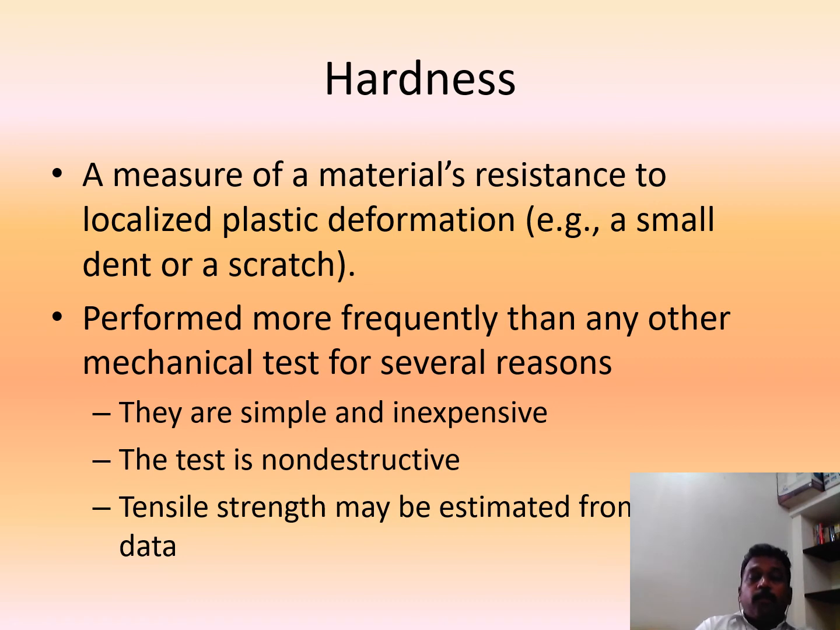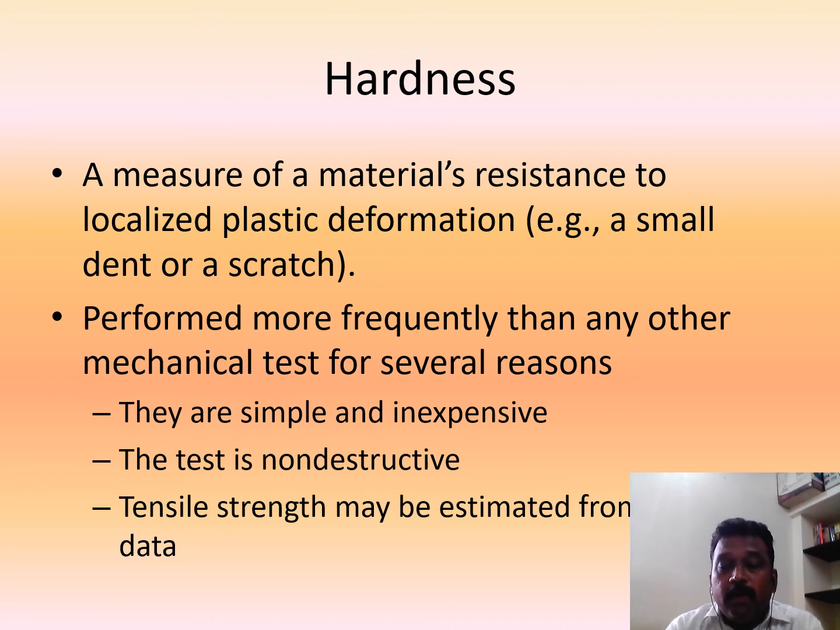So next is the property called hardness. What is hardness? It is a measure of a material's resistance to localized plastic deformation. That is, with a small dent or a scratch over the surface of the material, we can measure the material's resistance to localized plastic deformation. These tests are performed more frequently than any other mechanical test. The most widely used test is the hardness test, because it is very simple and inexpensive.